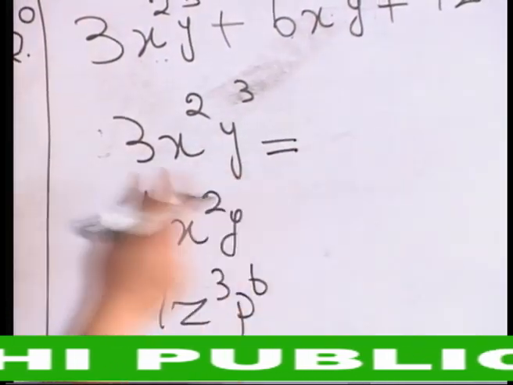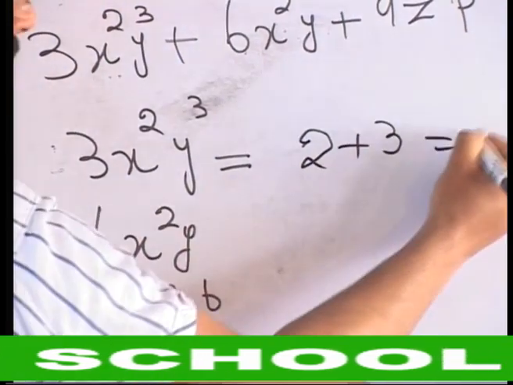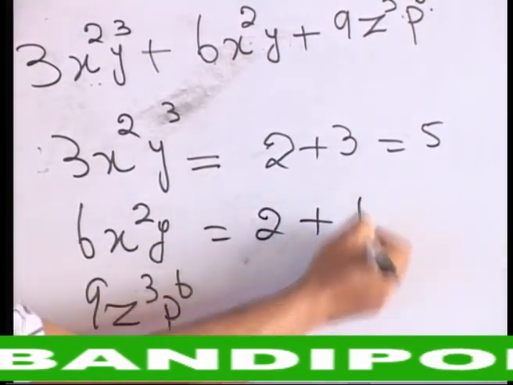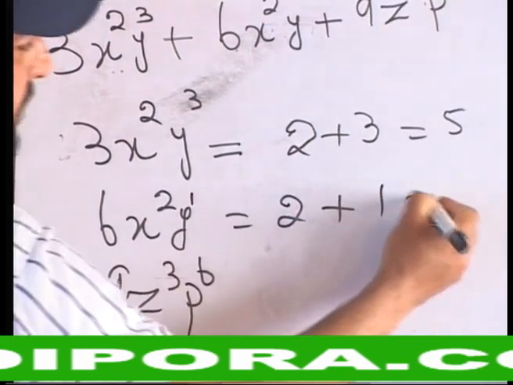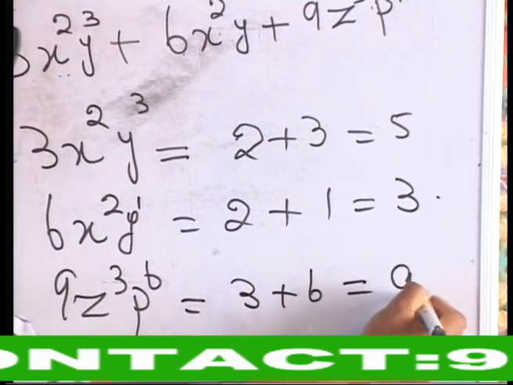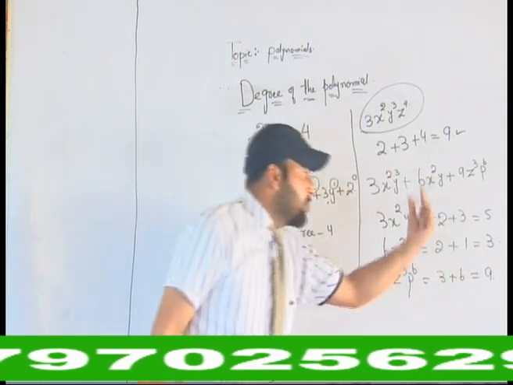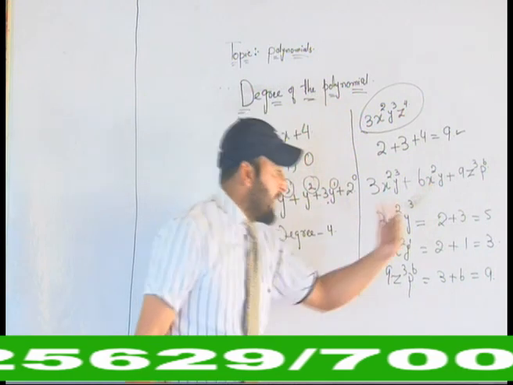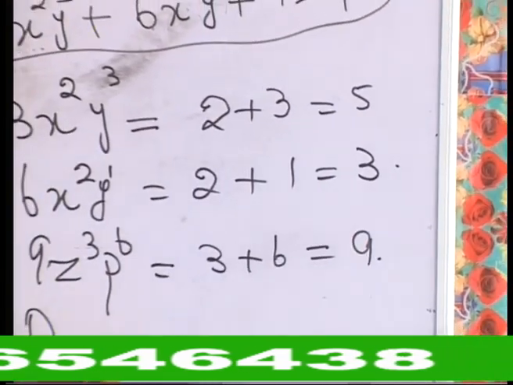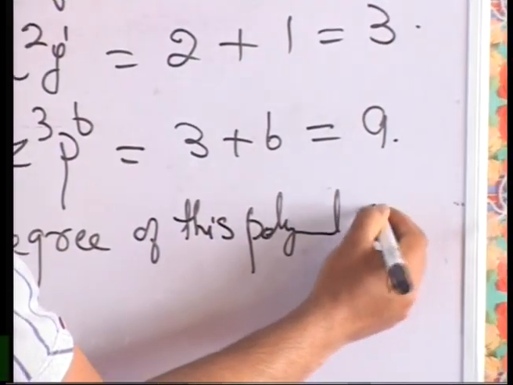So here the exponents are 2 and 3. Add them: 2 plus 3 is 5. Here the exponents are 2 and 1, that is equal to 3. Here the exponents are 3 and 6, that is 9. So out of these three, you have to check which is the greatest value. The greatest value is 9. So the degree of this polynomial is 9.